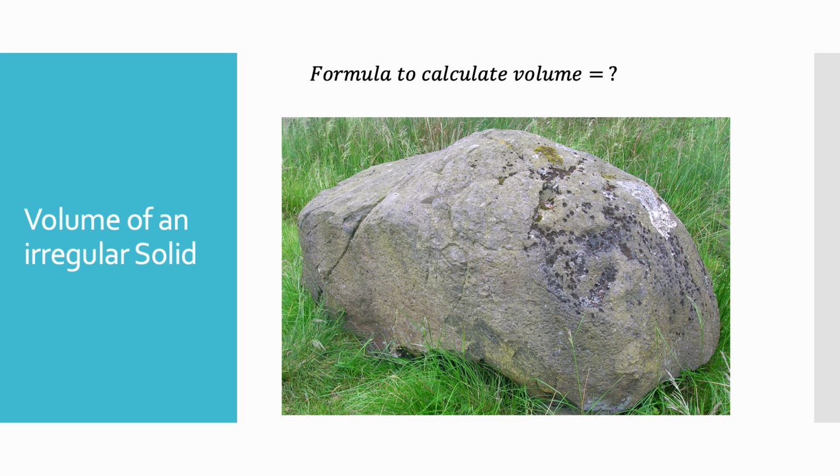But what happens when the object is not a regular shape? Look at this rock. It's an irregular solid, which means it has no fixed shape and no easy formula to calculate its volume. So if I ask you, what is the volume of this rock? We don't have any formula for this. So what will we do? Let's find out.